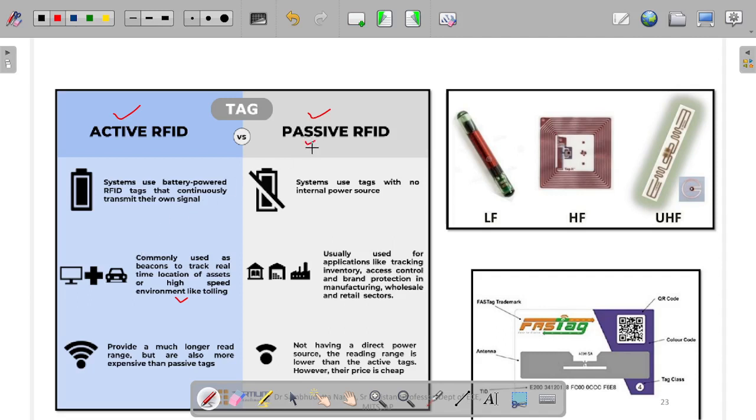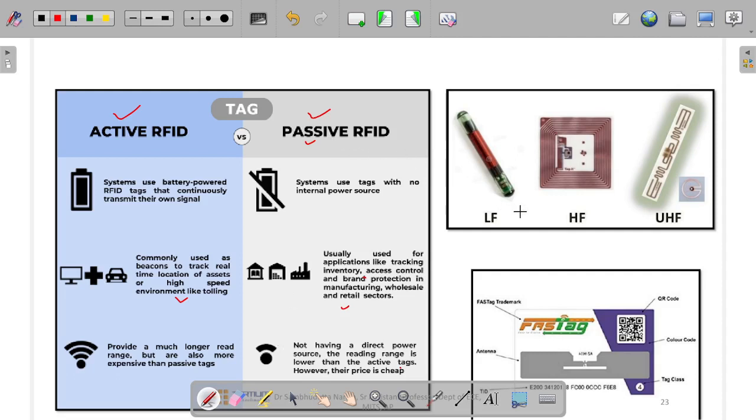In passive RFID, what happens? There is no battery, and how does it work? It works on the received electromagnetic wave. It converts that to some electric current, and then it works. Usually it is used for applications like tracking inventory, access control and all those things, because every time it is not possible to attach a battery there. Not having a direct power source, the reading range is lower than the active tags. So from a limited distance these tags can be read, like 1 meter, 2 meters or maximum 10 meters, not more than that. But with active RFID, which has its own power source, it can be used over a much longer distance.